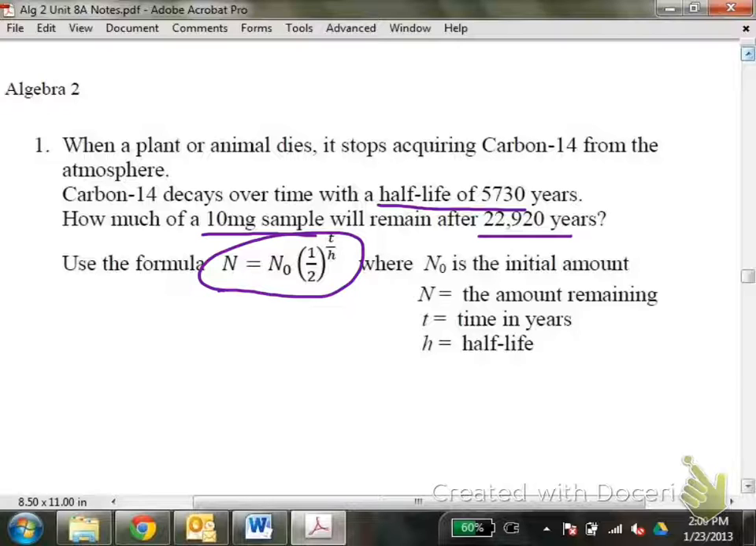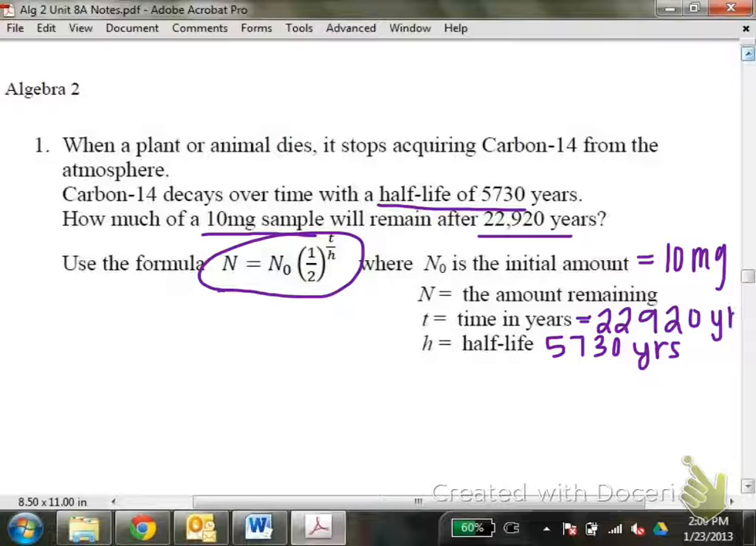So if n sub 0 is the initial amount, how much was our initial amount? 10 milligrams. Okay, so I'm going to write that here off to the side so I know what I'm going to plug in. We don't know what the time remaining is, so that's what we're trying to solve for. What's the time in years? 22,920. And the half-life is 5,730 years. Okay?